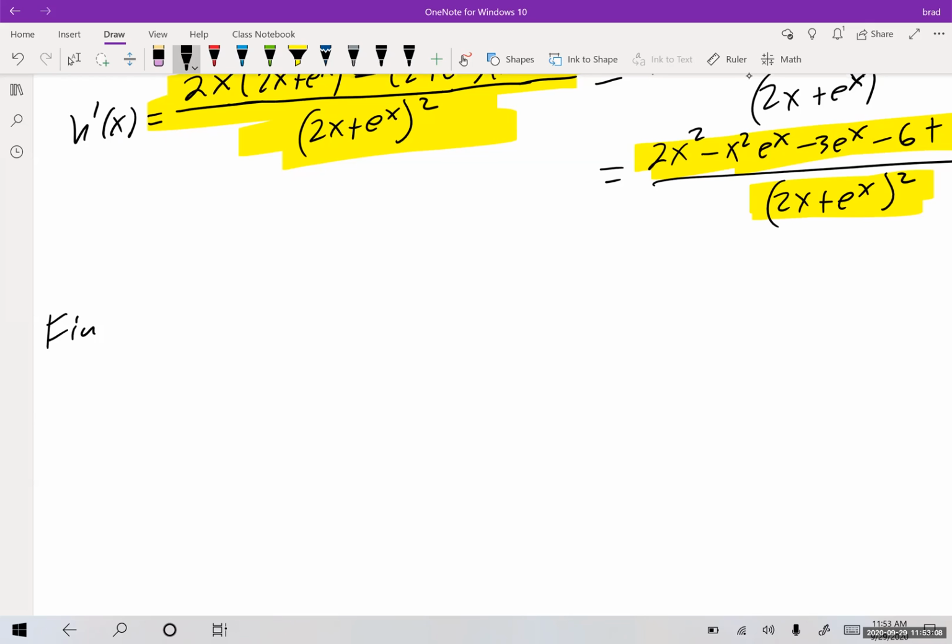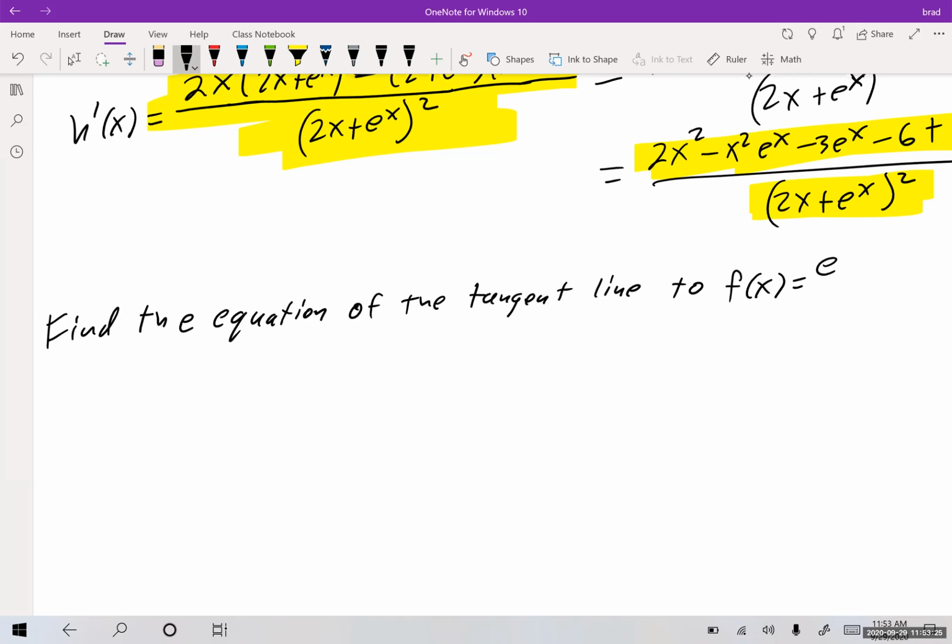They might say, find the equation of the tangent line to f of x equals e to the x over x plus 1 at x equals 1.